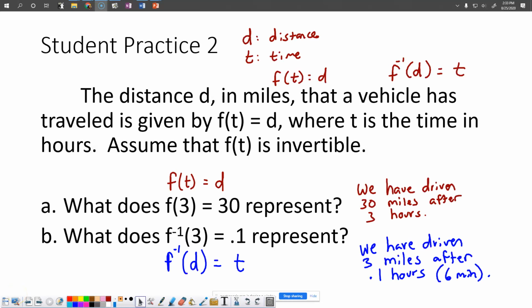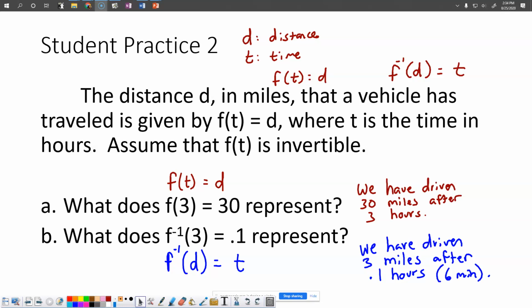Okay, so at the top I did the interpretation. D is distance, T is time. And then I also wrote f of T equals D, therefore f inverse of D equals T. So when I come down here to part A, since we're looking at an f function, the number in parentheses is a T, the output's a D. And so that means that we've driven 30 miles after 3 hours have gone by. For part B, it's an inverse function, so the number in the parentheses this time represents a D value, whereas the output represents a T.